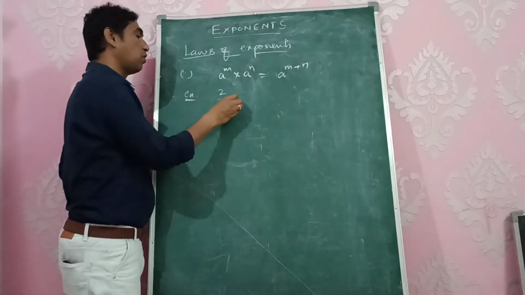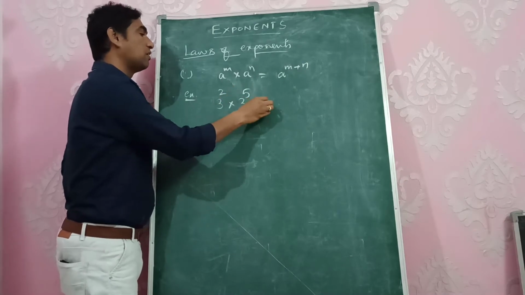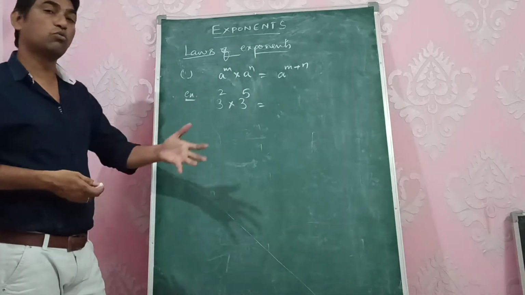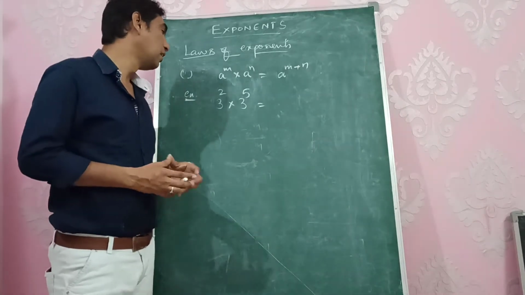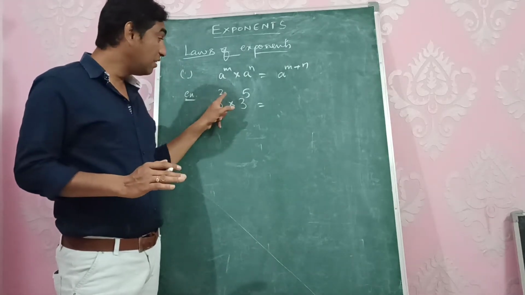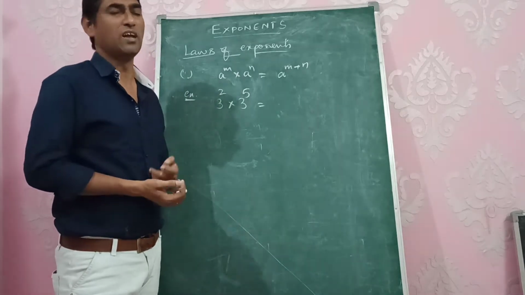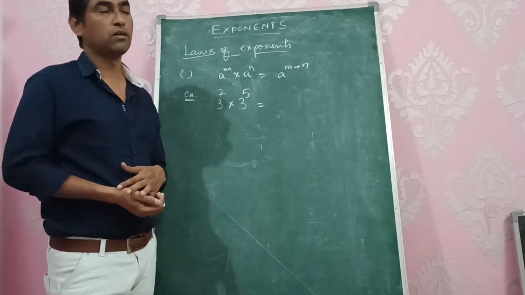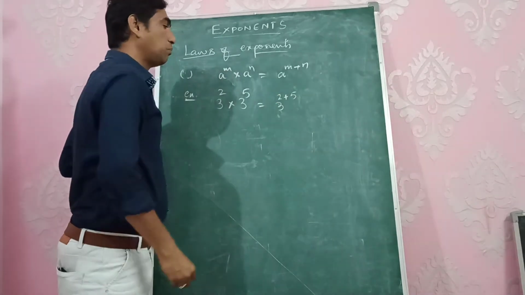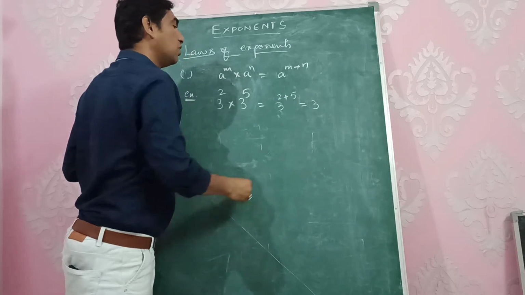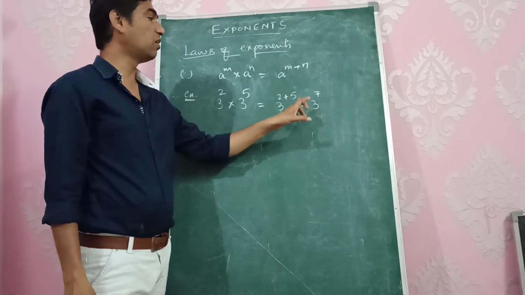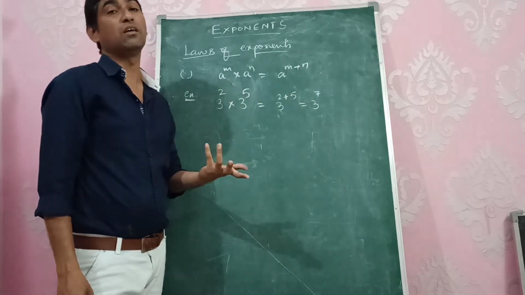That is 3 power 2 into 3 power 5. Imagine the question is in this way. How to solve this one? Very simple. We have to observe that the bases are the same. The base is 3 here and the base is 3 here, and different powers, different exponents. In this case, we have to add the exponents: 3 power 2 plus 5, which gives the answer 3 to the power of 7. It means the base is 3 and the exponent is 7, so the base 3 we have to multiply 7 times.